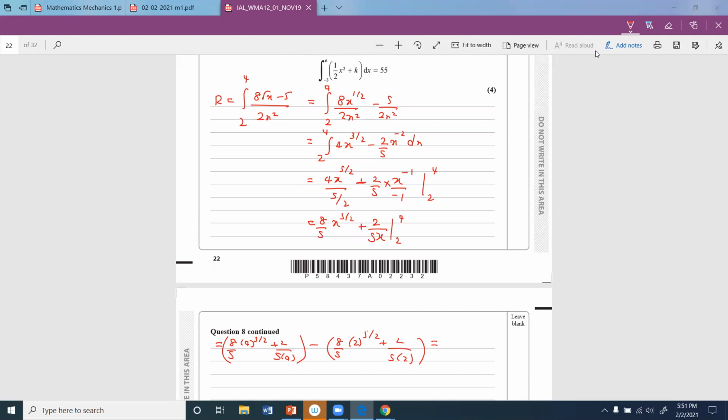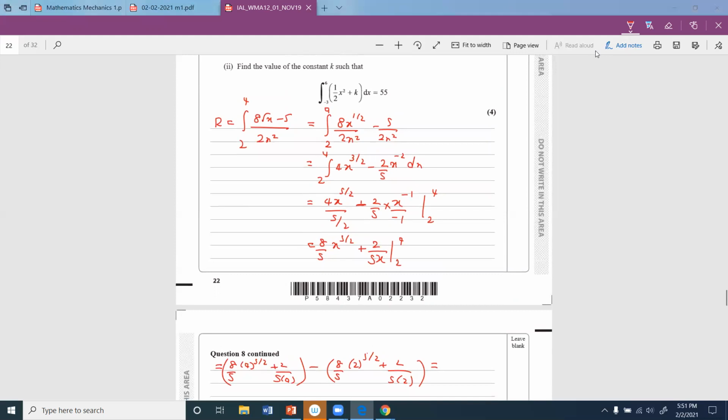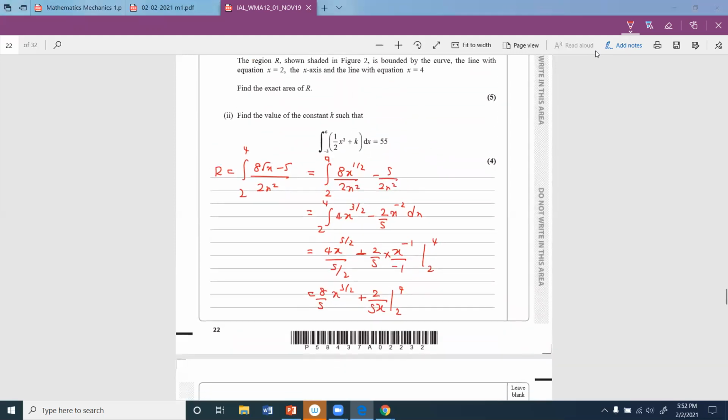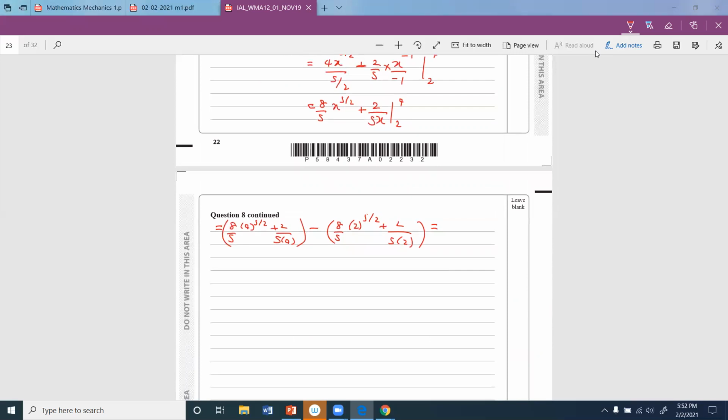Let's get this answer. It turns out to be about 1.03, but I think they expect you to find the exact area, so you cannot use a calculator to obtain this answer. Anyway, let's try to find this answer. I will expand it a little bit so you can see it.